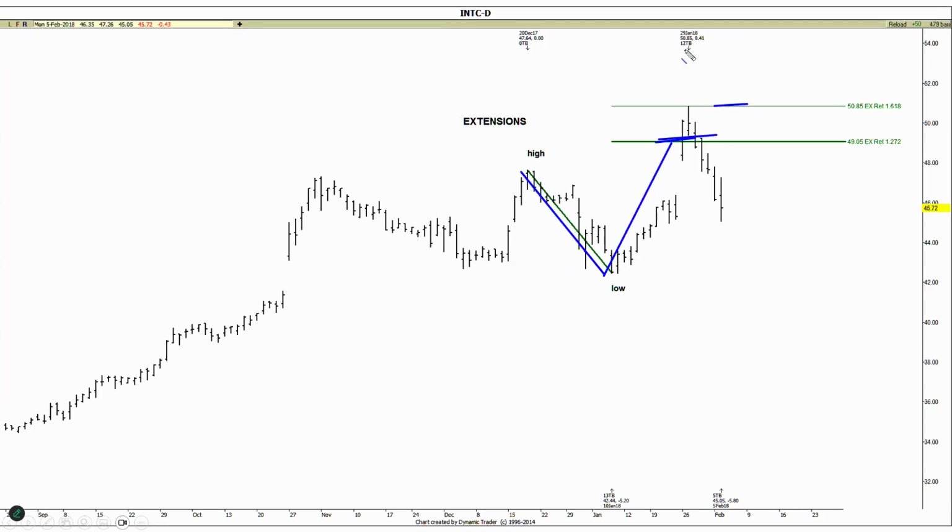In this case, and again, I'm not looking for perfection. We're looking for things to be close. But in this case, this was exactly equal. So 50.85 was the extension and 50.85 was the actual high in this case before it dropped $5.80 on this chart. All right, let's see.